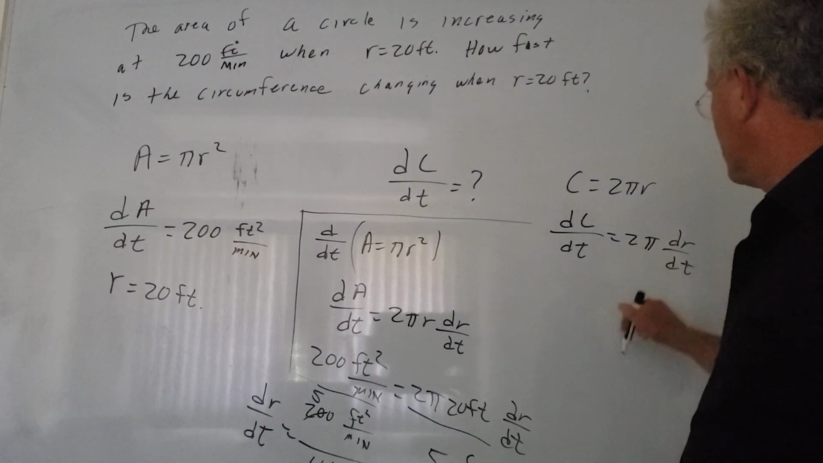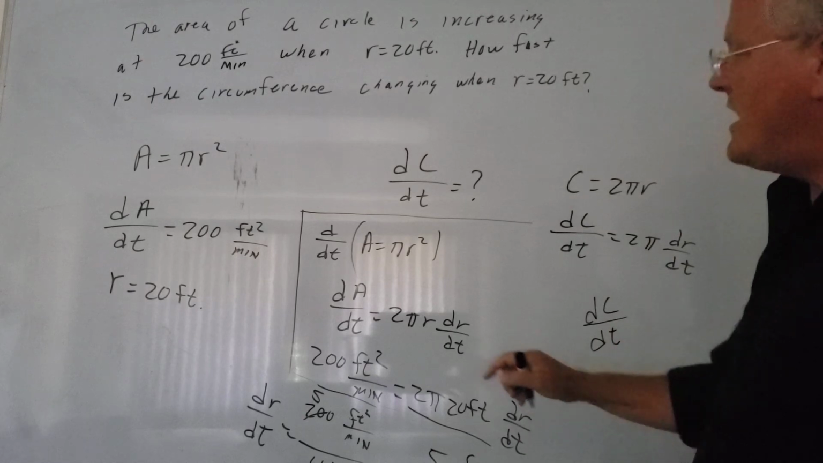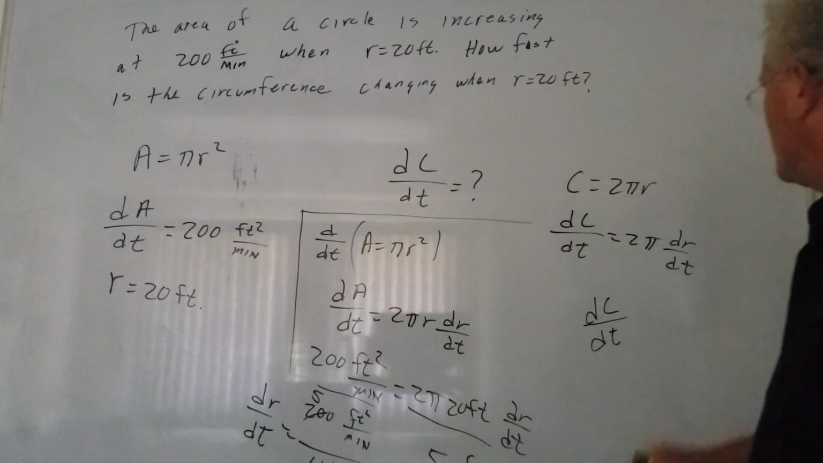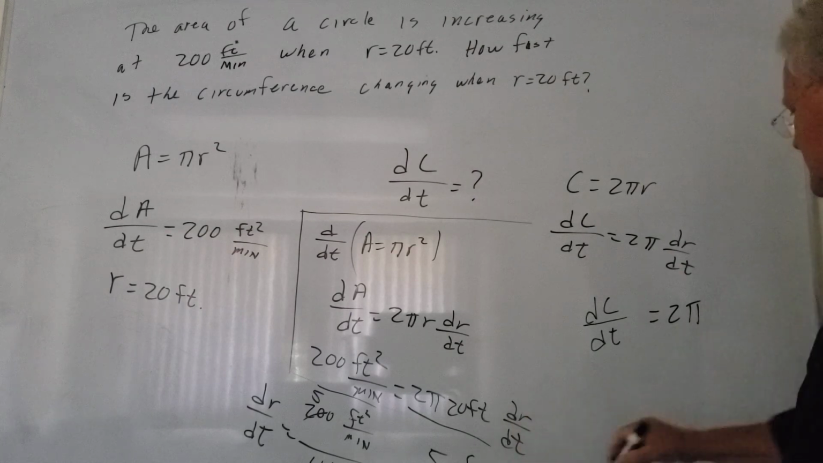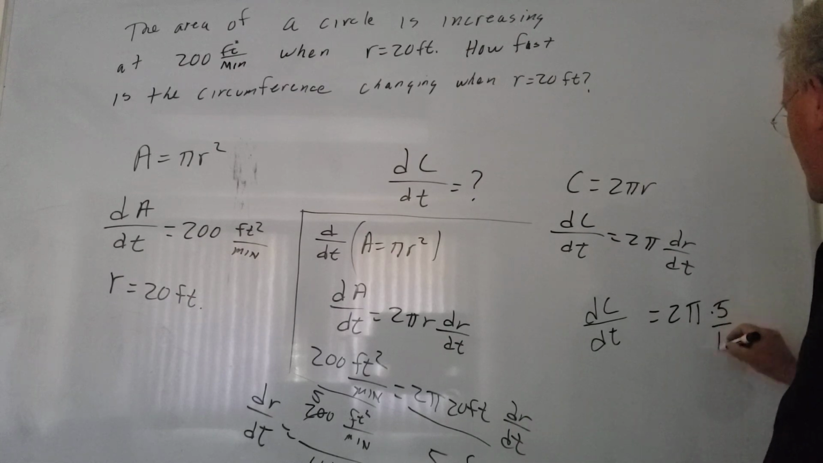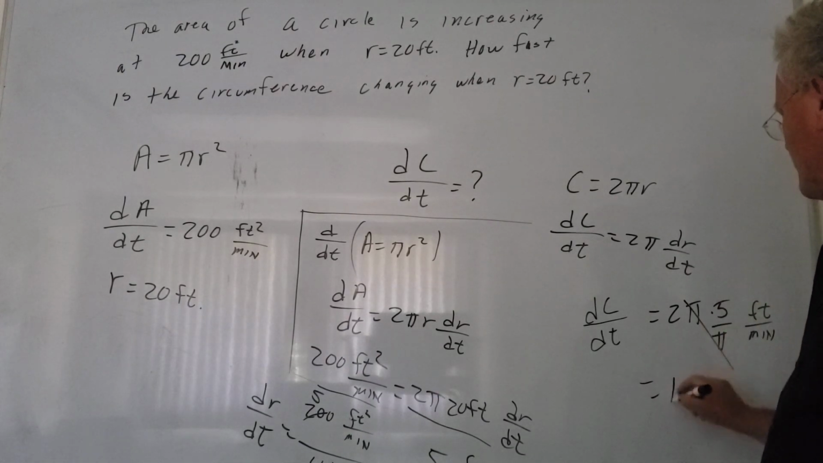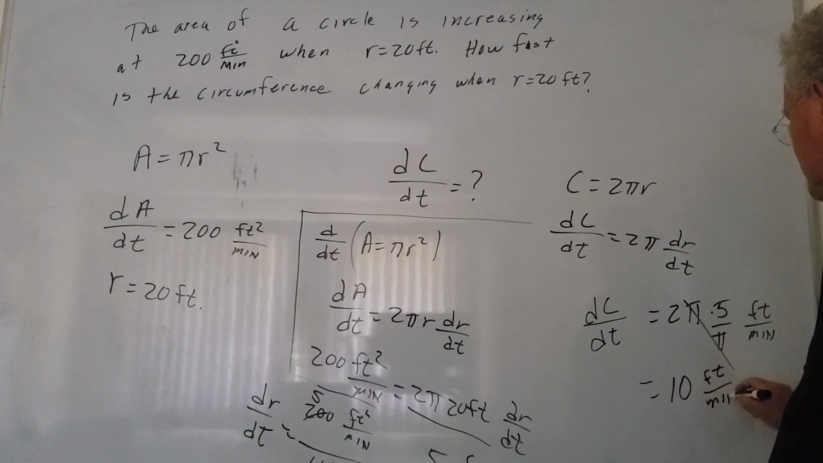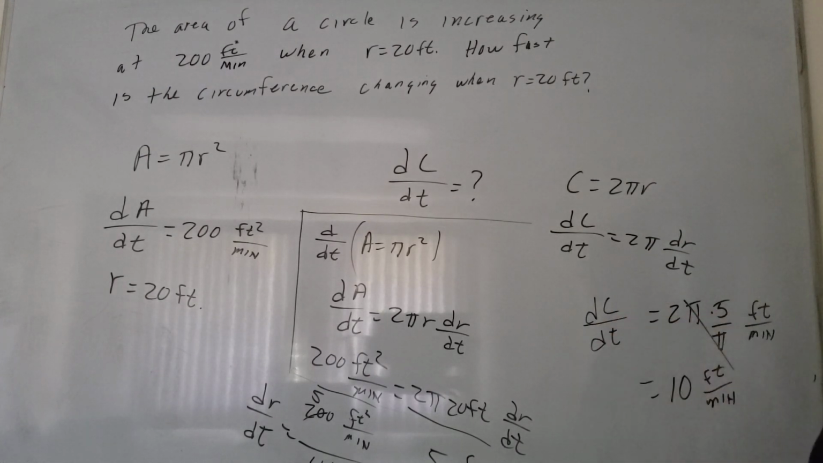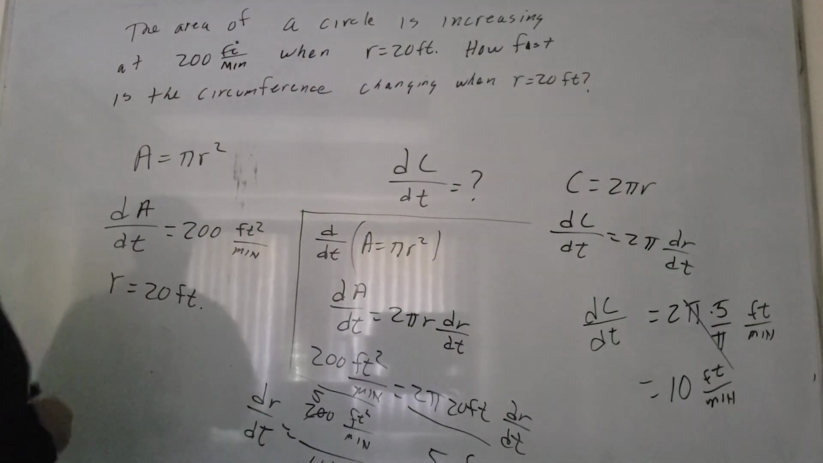So now we just plug that in here. The rate at which the circumference is changing when the radius is 20 is 2 pi times dr/dt. dr/dt is 5 over pi feet per minute. The pi's cancel and we're left with 10 feet per minute. So that's the rate at which the circumference is changing when the radius is 20.